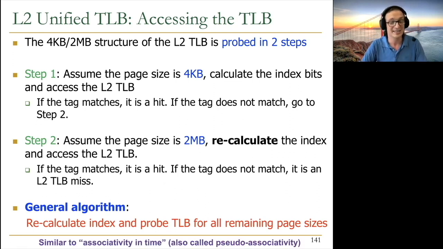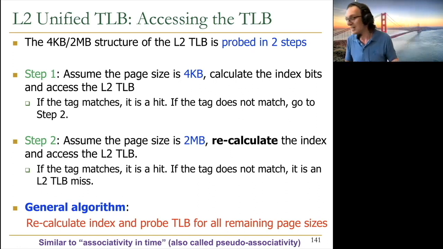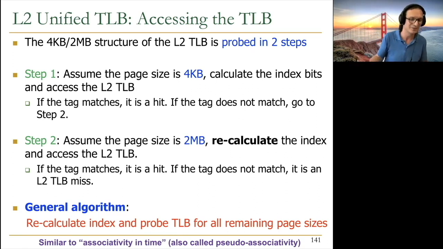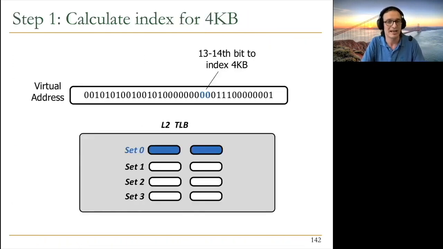And we've seen this in associativity in time. If you remember the cache lectures, we said pseudo associativity. This is poor man's associative cache, if you will. We have associativity in space normally, but now we have associativity in time. We change the index and index into the cache again and again and again. And you can do it many, many times to get very high levels of associativity or support any number of page sizes. And this is the example basically.